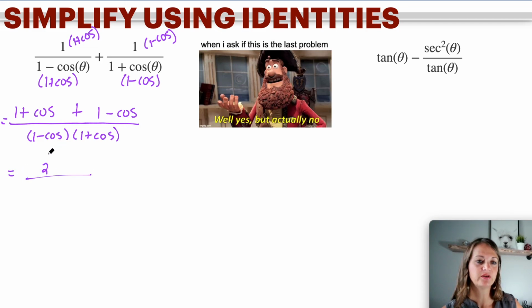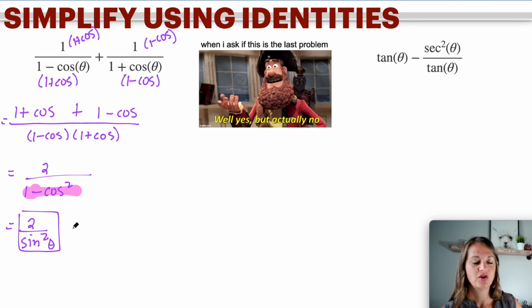And I'm going to FOIL the denominator. And when I do that, I get 1 minus cosine squared, which thankfully is an identity, which is sine squared. So you can either leave your answer like this, or when you have sine in the denominator, that is the same thing as cosecant in your numerator. So both of those would work.